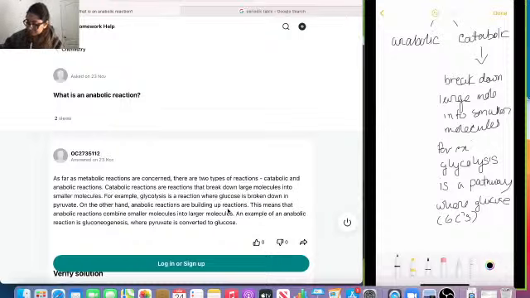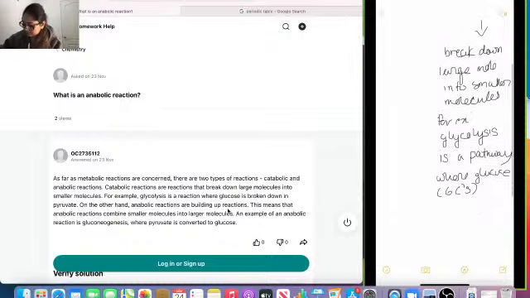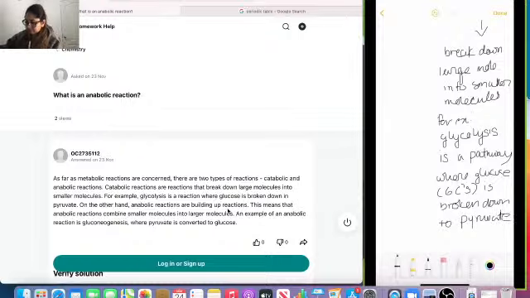So you can imagine it's pretty big. Glucose is broken down to pyruvate, which is another molecule. So pyruvate is way smaller than glucose, and so this is what a catabolic reaction is.